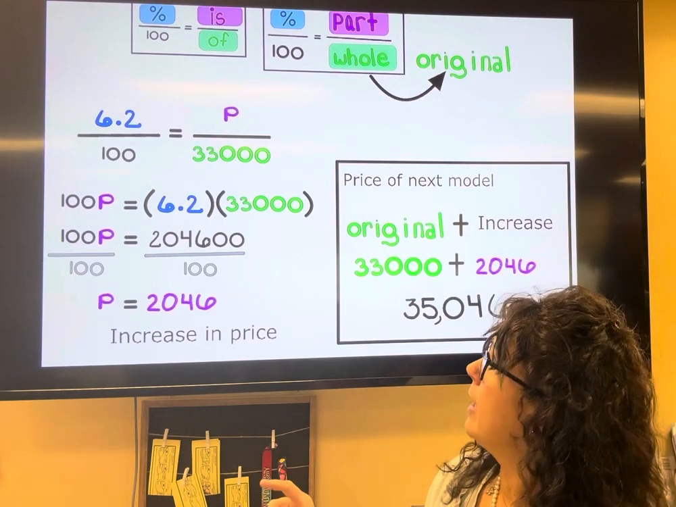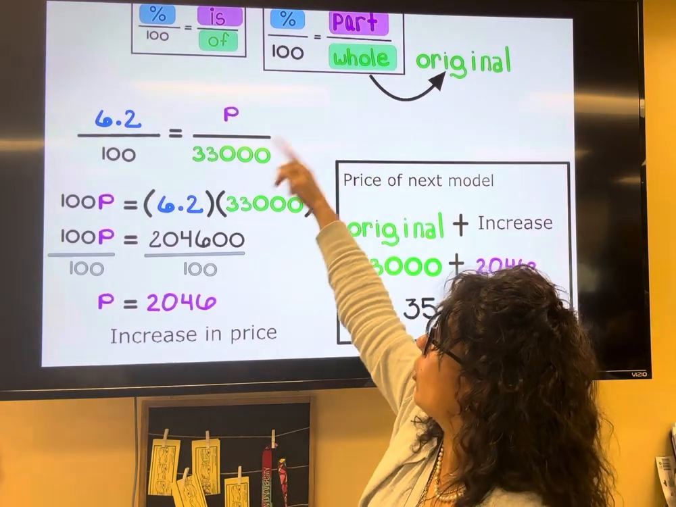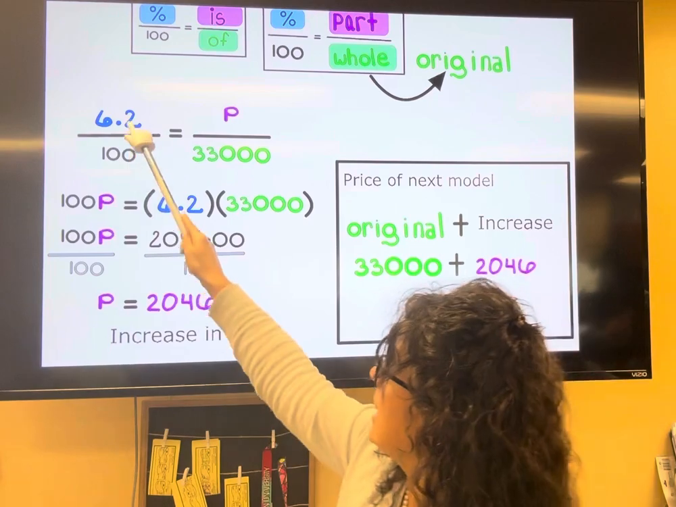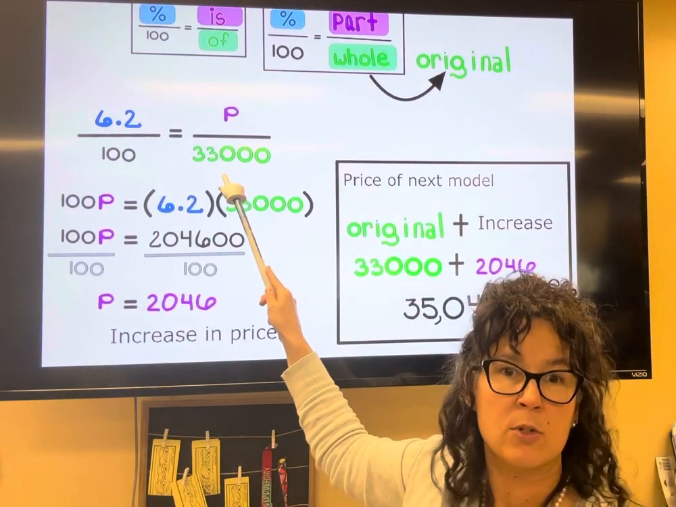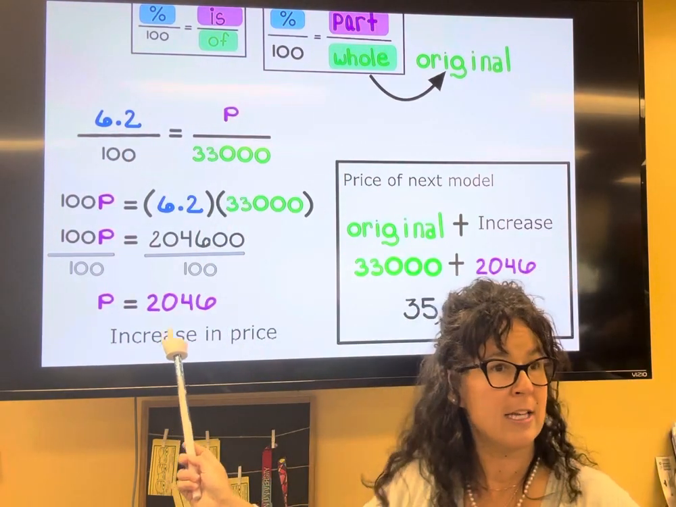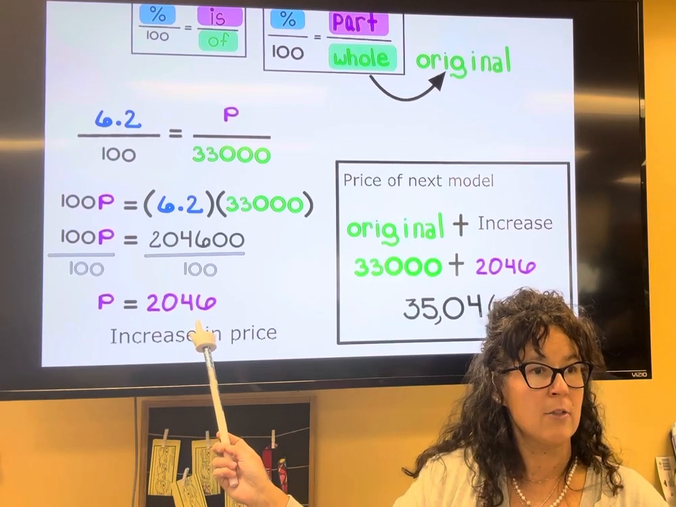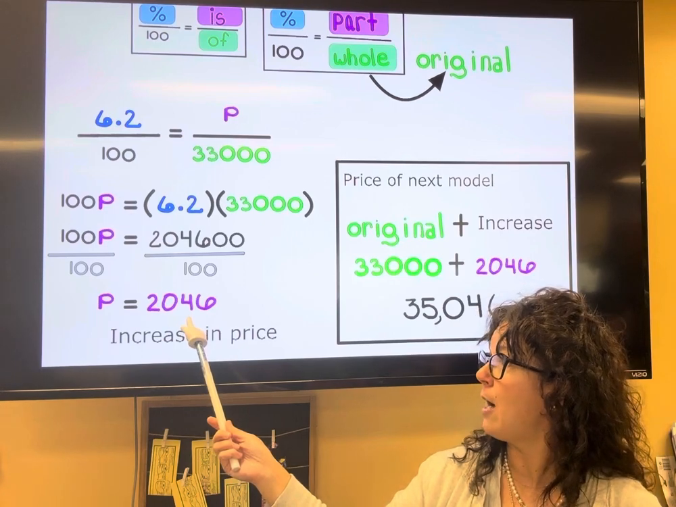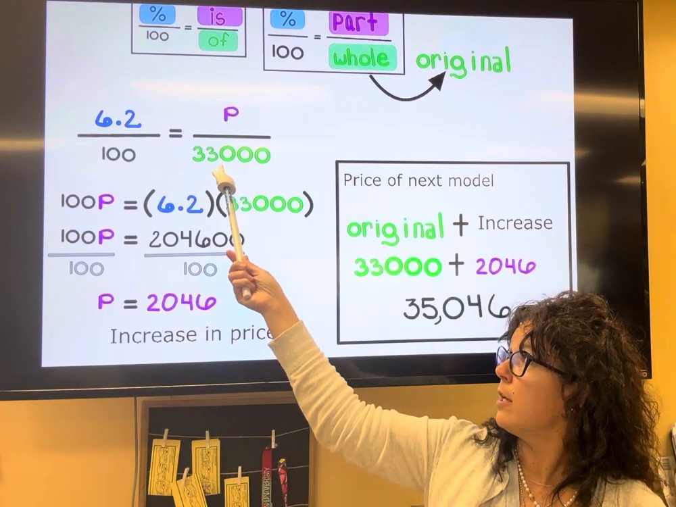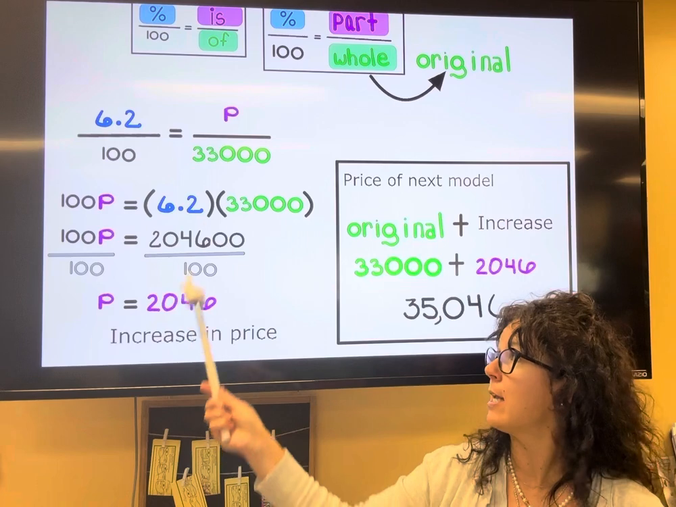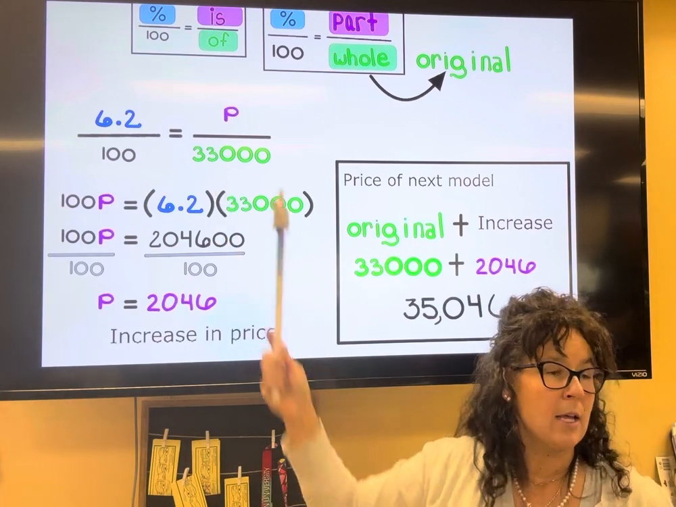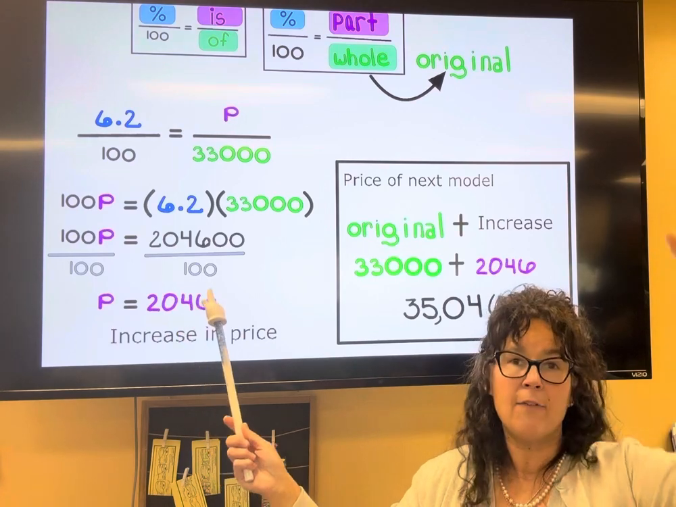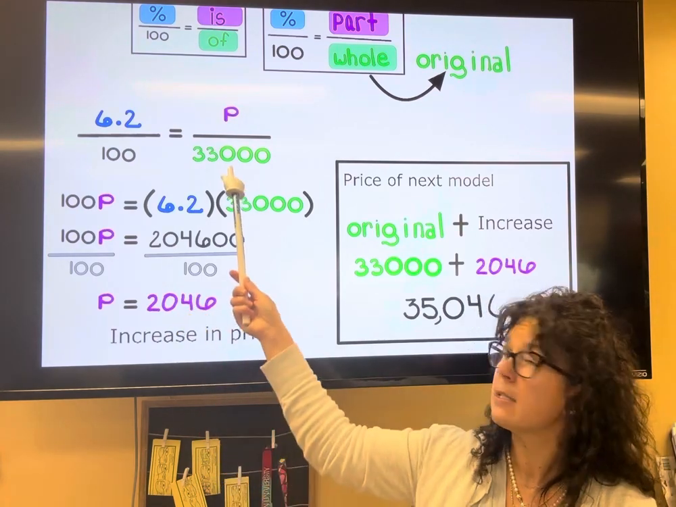So step one, fill in this proportion. That part should be pretty straightforward because your percent goes here and the original price goes here. Cross multiply, then divide, and you've got this. Then you just have to decide, should I take this amount and add it to this one, or should I take this amount and subtract it from that one? If the price went up, we're adding this amount. If it went down, we would be subtracting it.